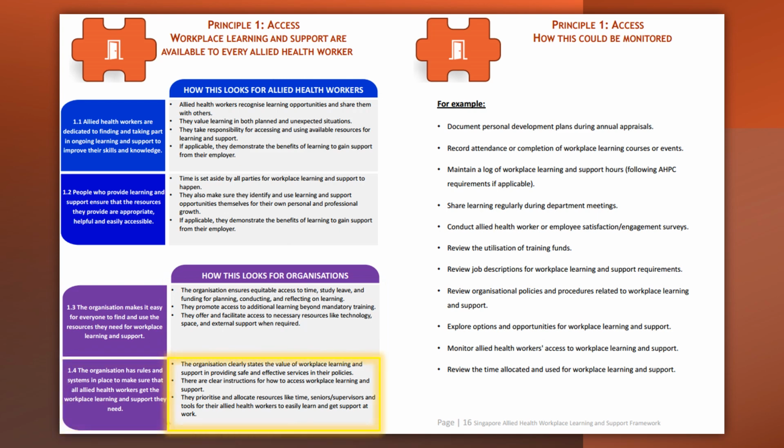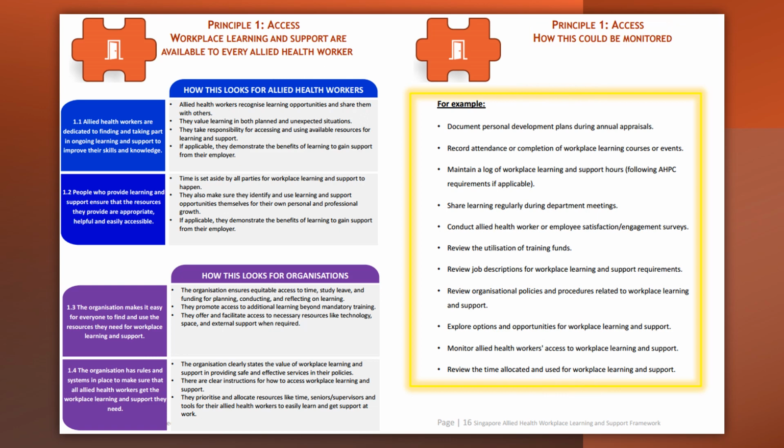Finally, on the next page, we have some examples of how this could be monitored. For example, we might see that they document personal development plans during annual appraisals. These give you some ideas about what you could actually monitor to ensure that everybody does have access to workplace learning and support. Some of these examples will relate to what the individual employee would be doing, and some of them might relate to the organization's systems as well. There is a range of ideas, and we would suggest that you pick something that you feel is doable and that will give you the information that demonstrates you have made some progress or are meeting this particular principle.